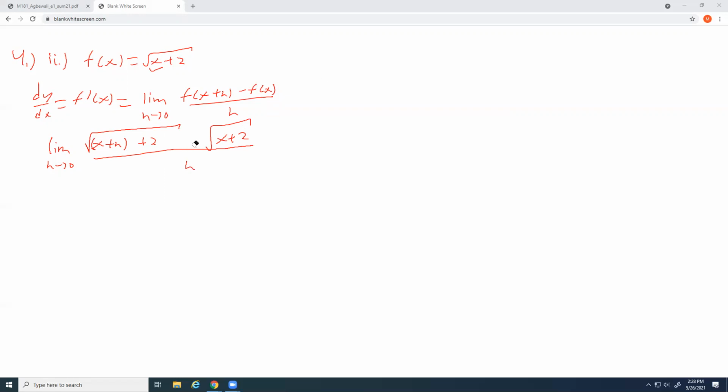And here, you may be tempted to just plug right in, but you'll find out if we plug in 0 for h, then we'll just get root x plus 0 plus 2 minus root x plus 2. These are going to cancel, so we'll just get 0, and then in the denominator, we had 0. So we have 0 over 0, and this is an indeterminate form. So we actually have to do some more work to determine what this limit's going to be. So do you guys have any ideas on how we could simplify this to make it a bit easier to evaluate?